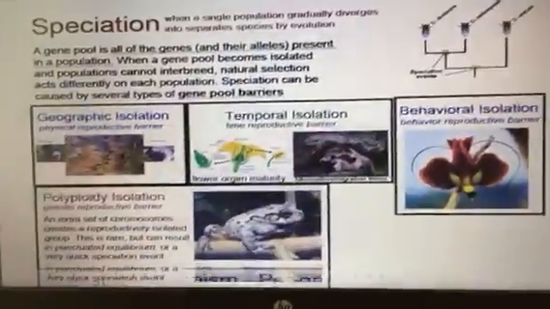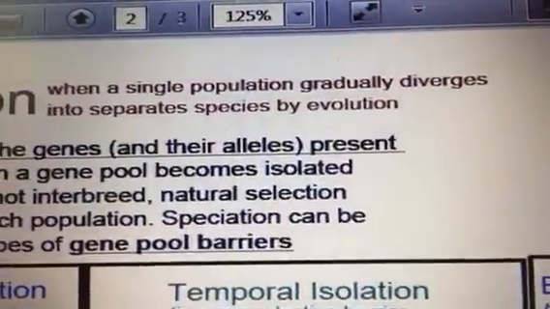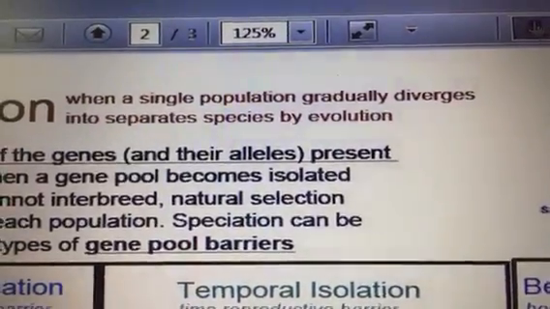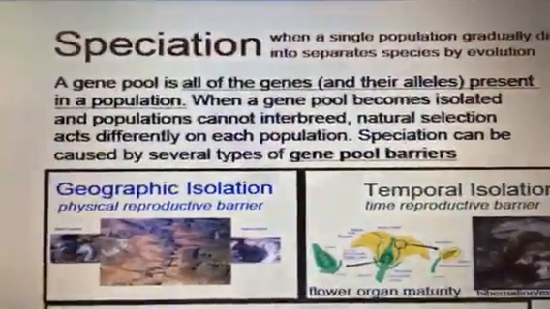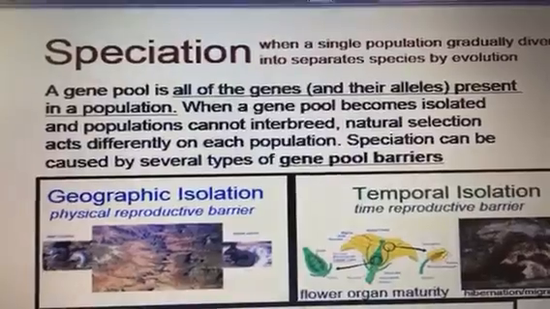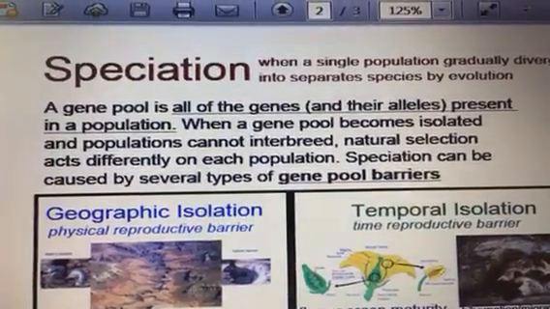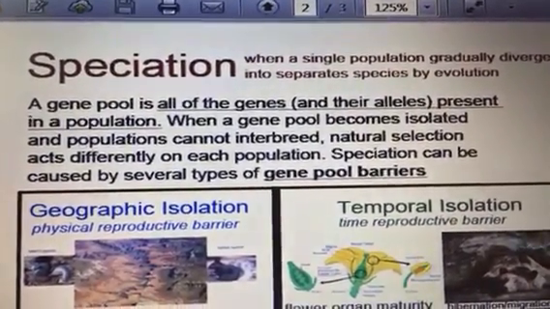Which brings us to speciation, which is essentially when a population evolves, when it separates into two species from one previous species. And these happen because of gene pool barriers. Basically, a group becomes reproductively isolated for some reason.